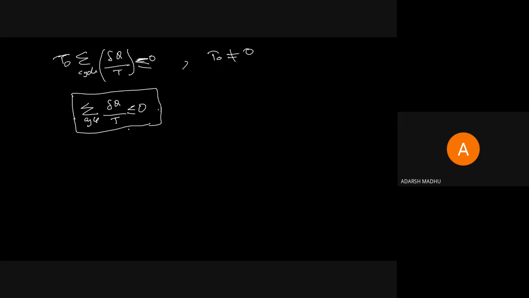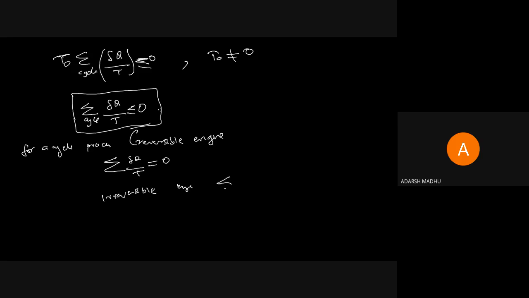That is, for a cyclic process: for a reversible engine, sigma dQ by T equals 0, and for an irreversible engine, sigma of dQ by T is less than or equal to 0. So combining these, for a general cyclic process, the reversible engine has dQ by T equal to 0, and the irreversible engine has delta Q by T less than or equal to 0.